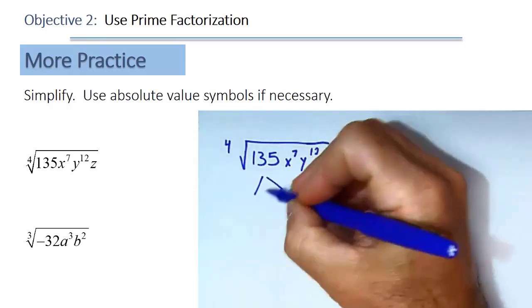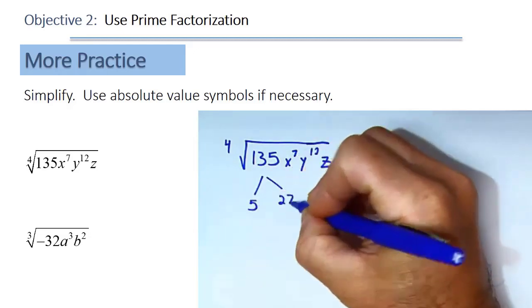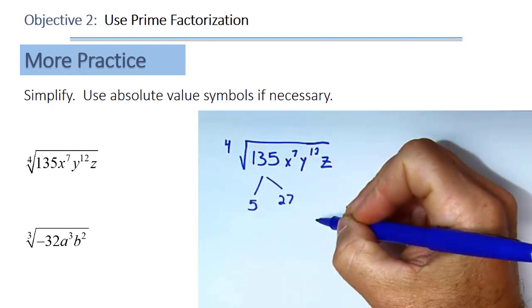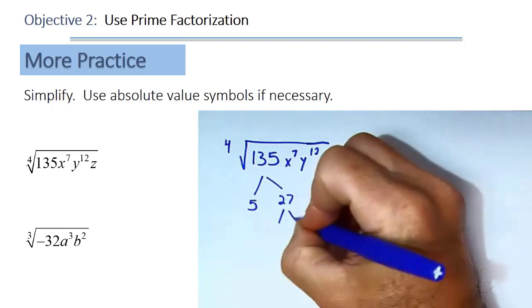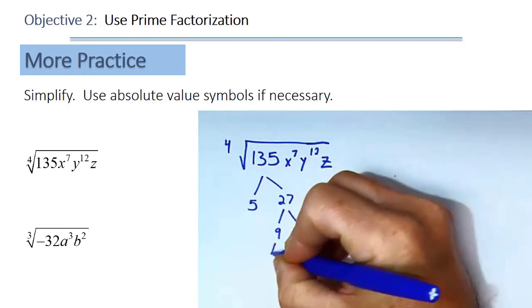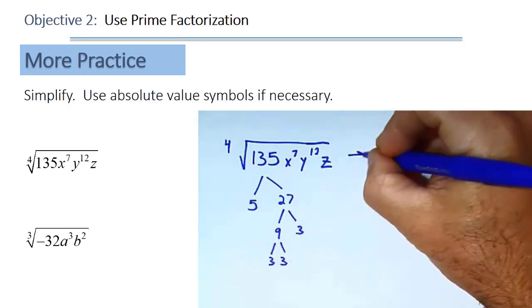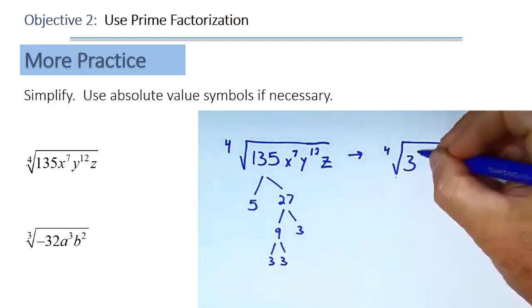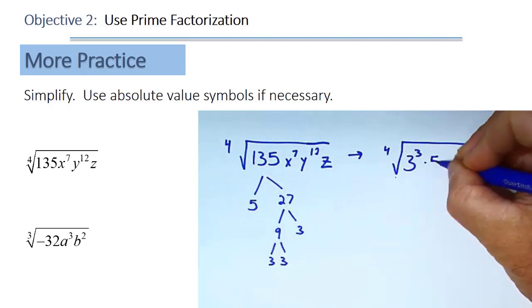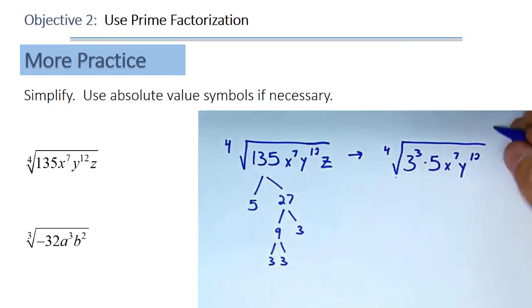Okay, well, 135, we know that's divisible by 5, and so we get 5 times 27. 27 is 9 times 3, and 9 is 3 times 3. And so there we go. We can rewrite this as the fourth root of 3 to the 3rd times 5, x to the 7th, y to the 12th, and z.